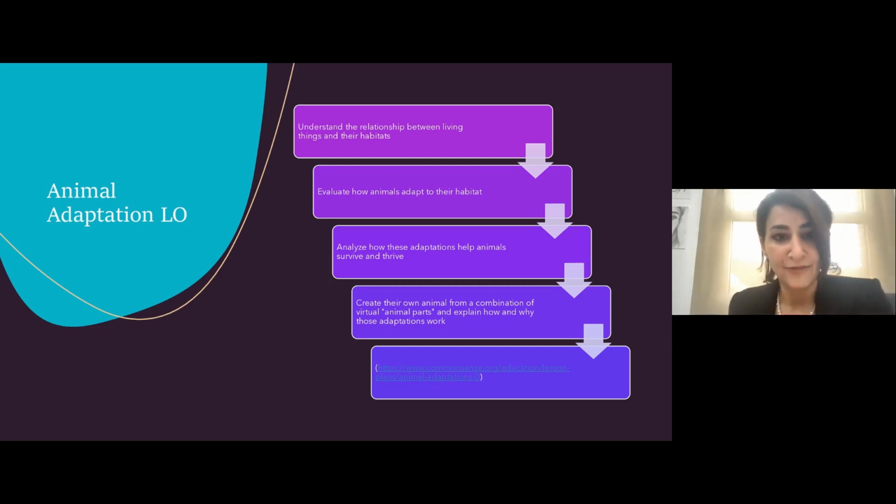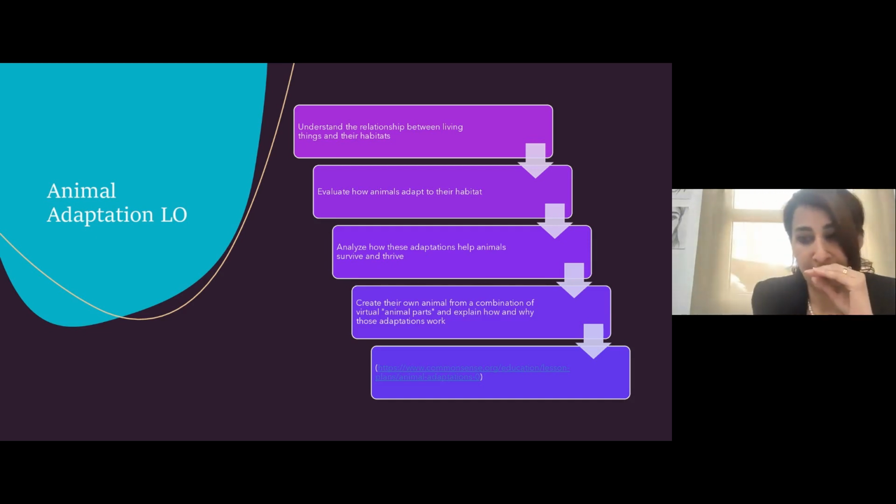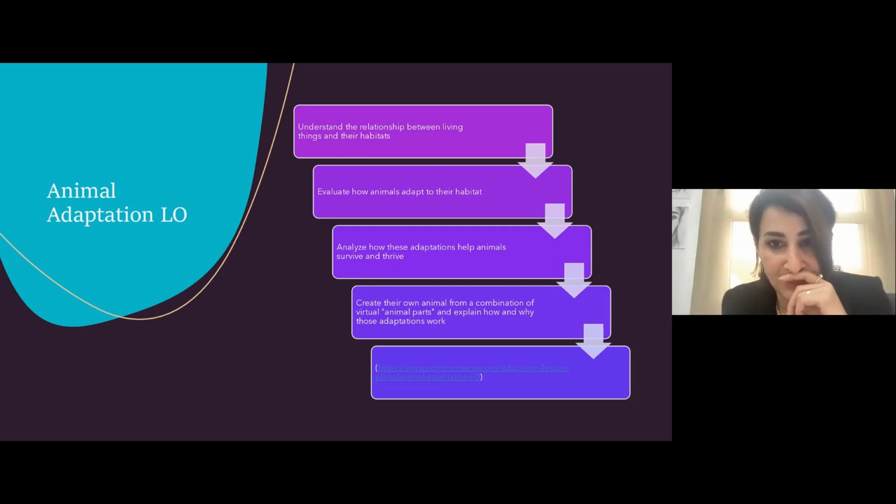All right, if we analyze the above objectives for a standardized grade 3 lesson about animal adaptations, if we empathize for a minute and be the students here, right? So if I am to evaluate how animals adapt to their habitats, my learner, inquirer mind would say, why? Why would I want to do that?